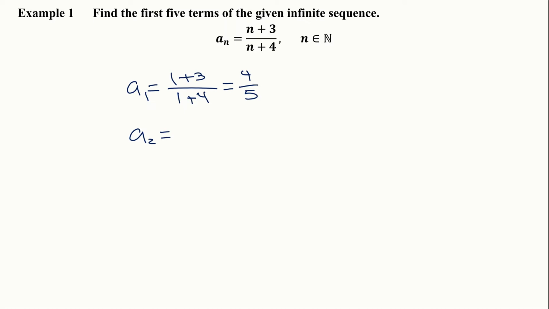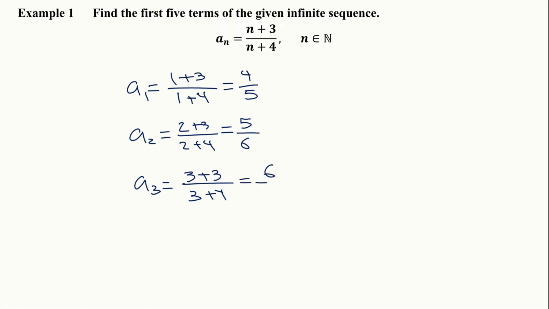a2 would be (2 plus 3) over (2 plus 4). So it would be 5/6. a3 would be (3 plus 3) over (3 plus 4), which would be 6/7. You're probably noticing a pattern here, right?